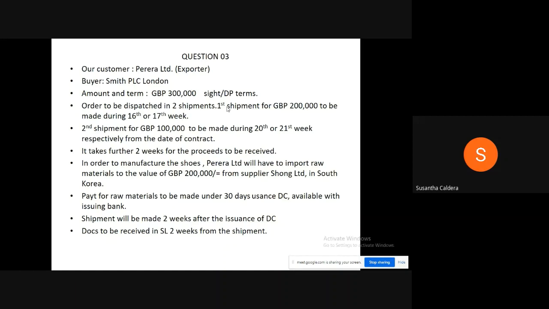How many months? 4 months fixed, 1 month option. Very good. Now the second one.